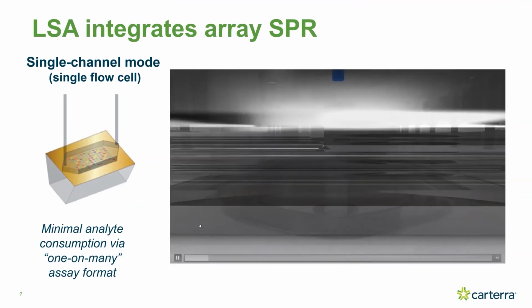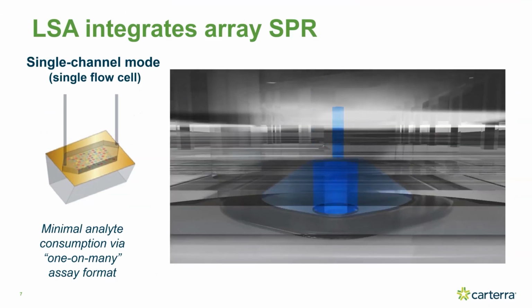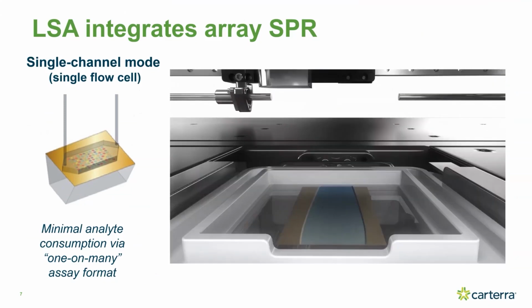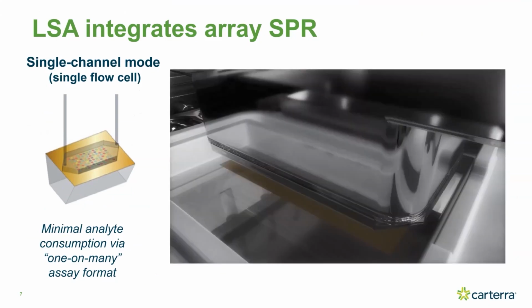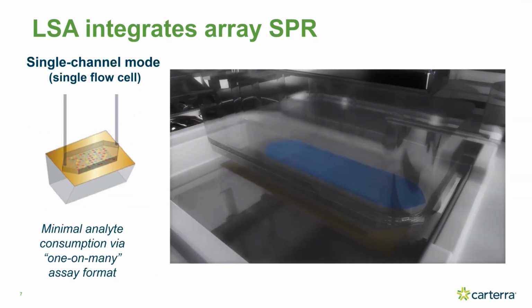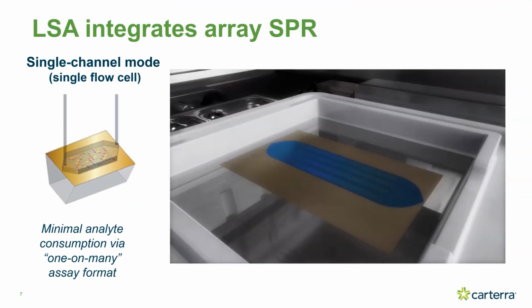So this is what makes it so incredibly efficient, both in terms of time and sample consumption, because for that one 250 microliter volume injection that's cycled back and forth over the surface during the association phase, you're getting to collect data for all of the immobilized ligands at the same time. So that would be a concentration of a kinetic series or an analyte injection on an epitope binning assay. We call it the one-on-many format.